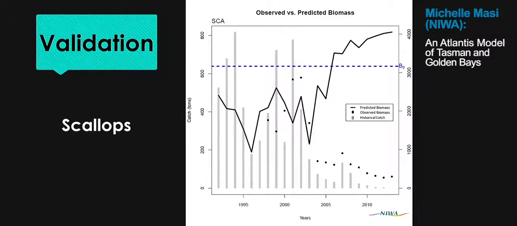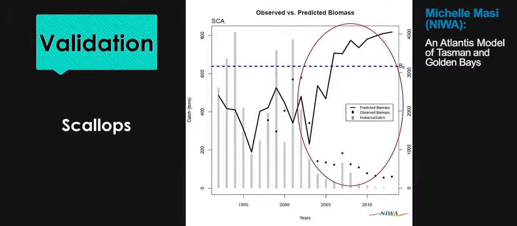So what you can see is that the early part of this time series, Atlantis is saying that when catches were high for scallops, that the biomass of scallops declined, which is good. This is what we wanted to see. And then when catches were low, scallops recovered. And you can see that around 1998 to 2002, that the observed and predicted are doing a pretty good job of matching one another.